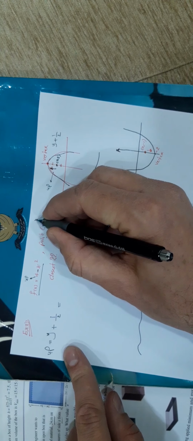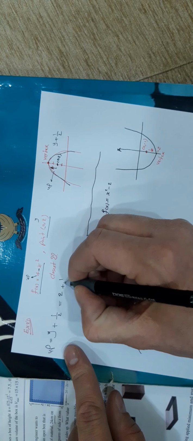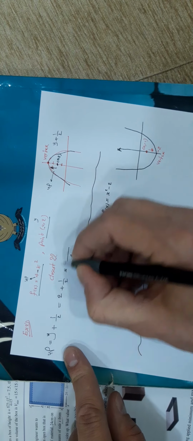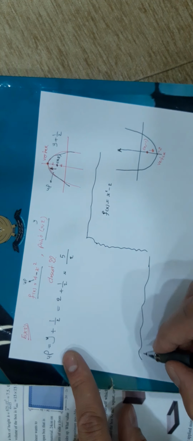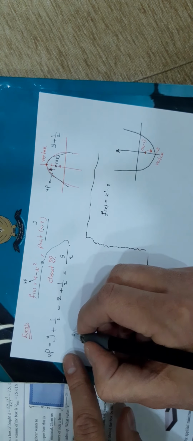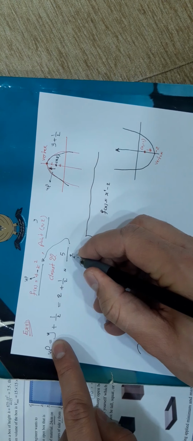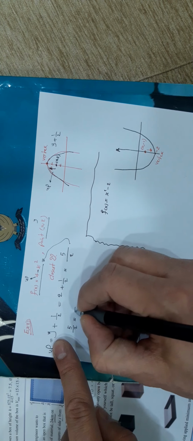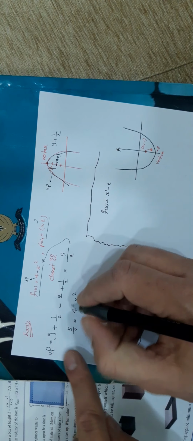Y is equal to what? Y is equal to 2. 2 plus 1 over 2 is equal to what? 2 times 2 is 4, 4 plus 1 is 5, so 5 over 2. How can we find x? Put it in the given function. So y is equal to 5 over 2, meaning f of x equals 5 over 2, which is equal to 4 minus x square.